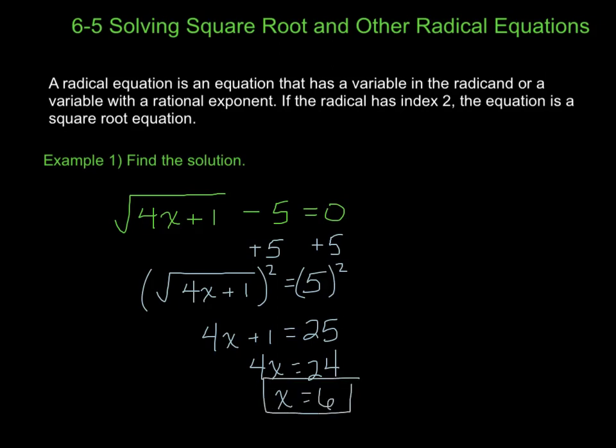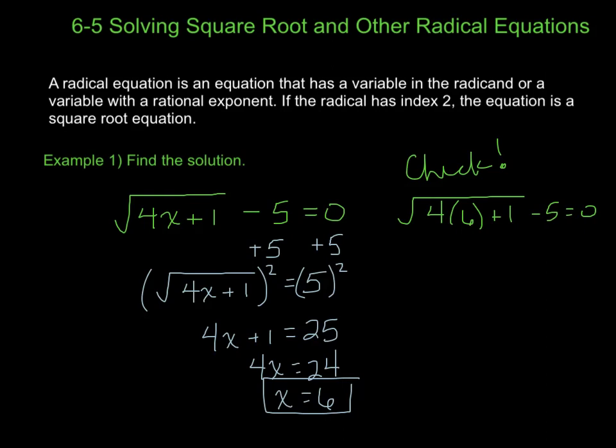Now, whenever you square a radical equation, there's always the possibility that you're going to introduce an extraneous solution. So in order to avoid this, well, we can't really avoid it, but we need to check and make sure that we do not have any extraneous solutions. So we're going to take our original equation, and instead of writing x, we're going to put our solution, in this case, 6.